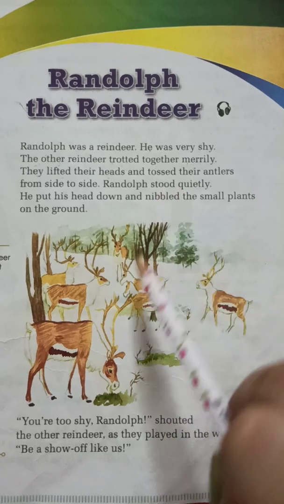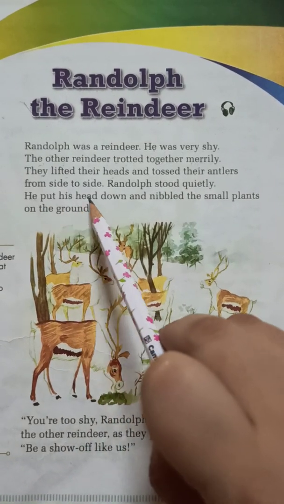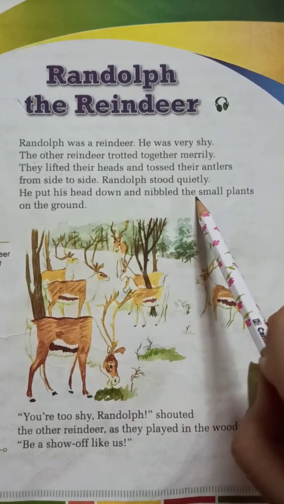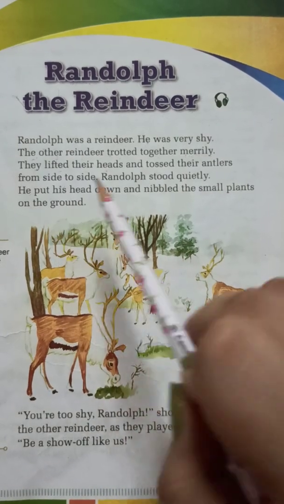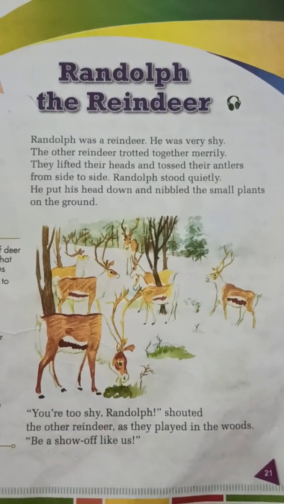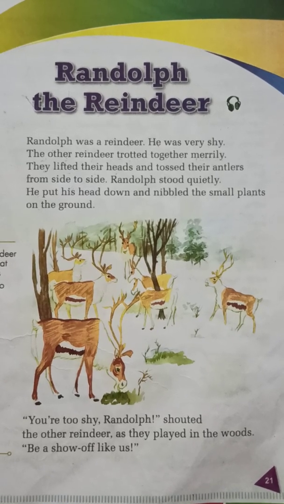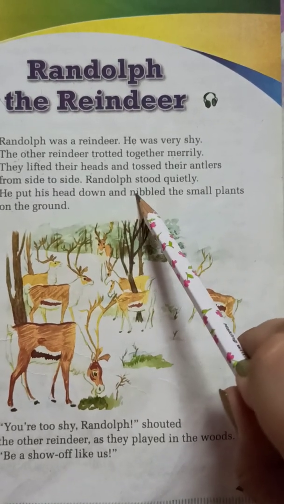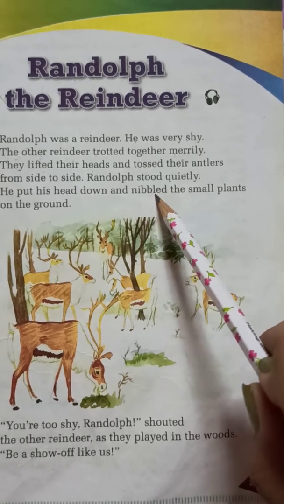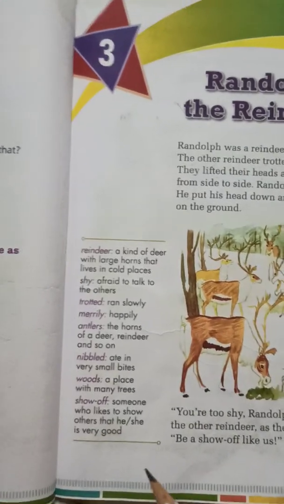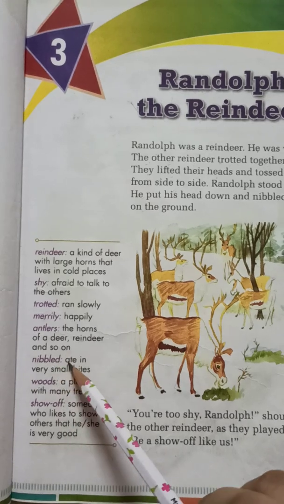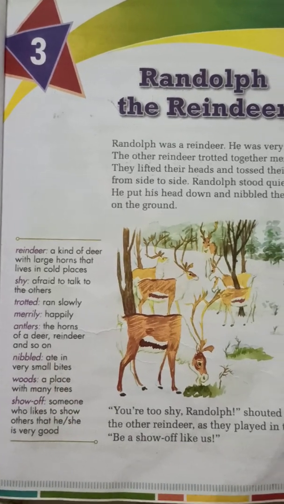Randolph stood quietly. He put his head down and nibbled the small plants on the ground. So what did Randolph do? He used to put his head down, isn't it? Let's spell nibbled. N-I-B-B-L-E-D, nibbled. What do you mean by nibbled? Ate in very small bites, okay?